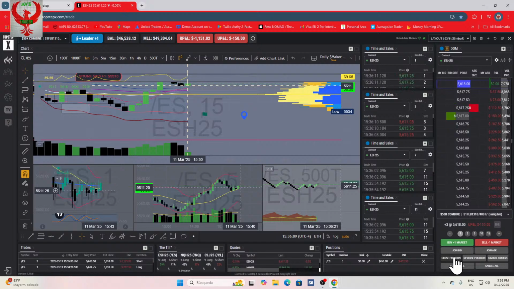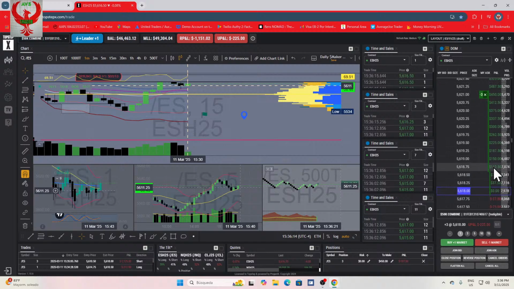Trying to get above these, but then it just sold off again. So it's just like a little 5-point range for the next 25 minutes. So maybe try to break out right here.